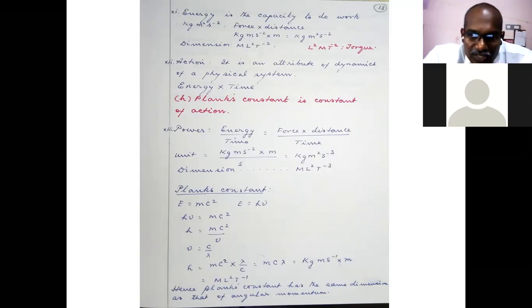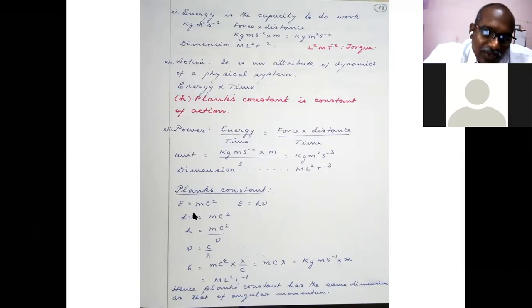See, look here, this is Planck's constant. E is equal to mc square, this is Einstein's mass-energy relation. E is equal to h nu, which is Planck's radiation law. You know one thing, nu is frequency and c is the velocity of light. C is equal to nu lambda. This one equation you should always remember. Frequency multiplied by wavelength will give you the velocity of the wave.